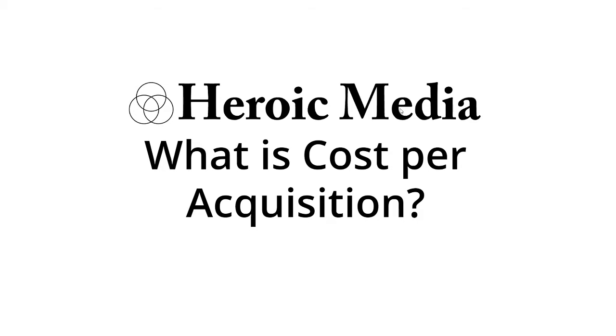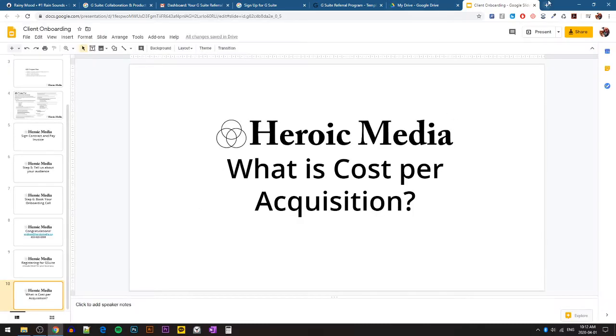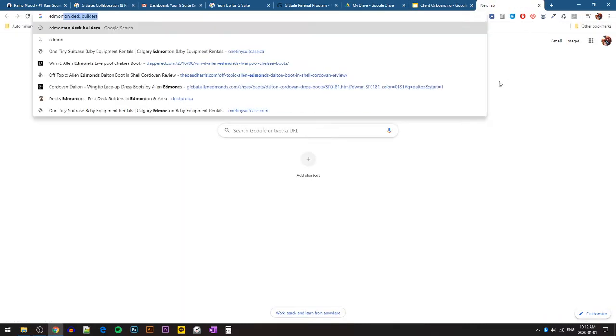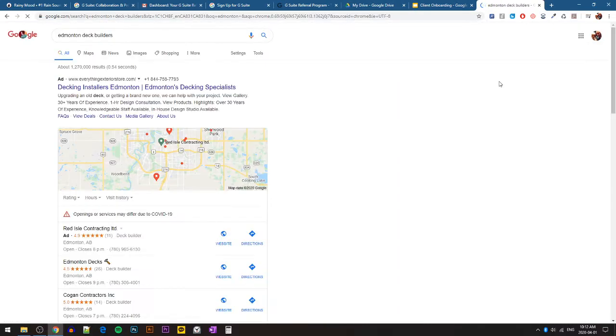If I just go into an example here, I'm in Calgary, but I was just looking at some different options and looking at competitors' ads for a client of mine. If I'm going to Edmonton Deck Builders, they need to pay a cost for each of these ads. And every time that I click on here, that's going to be a cost per click.